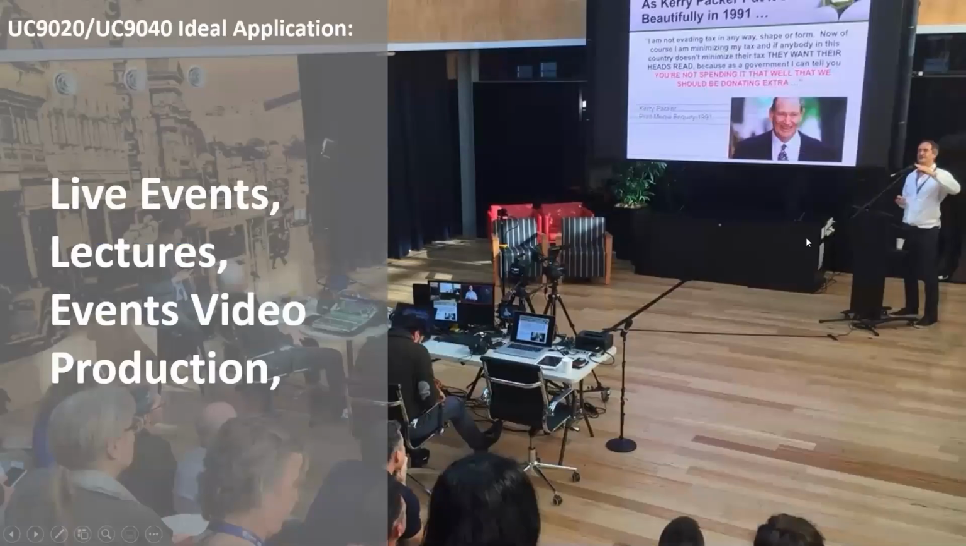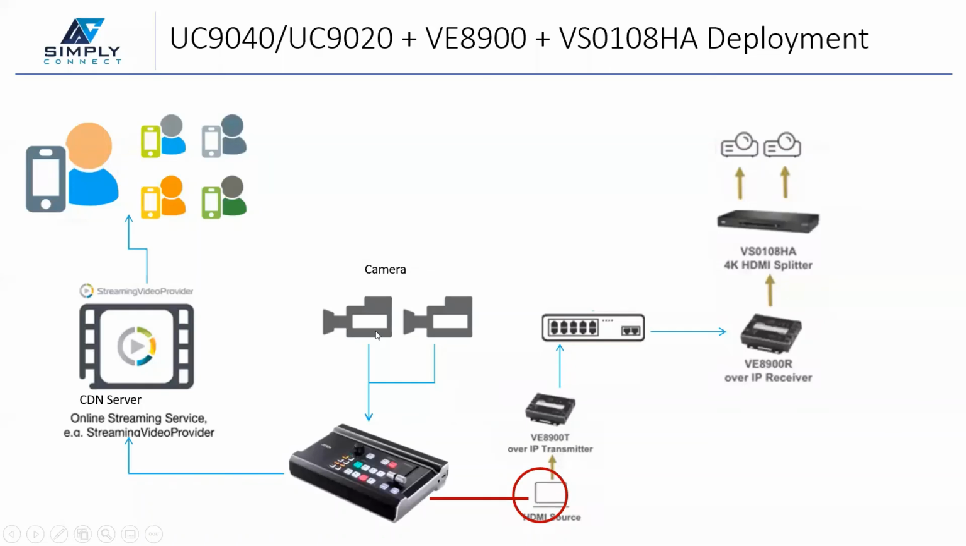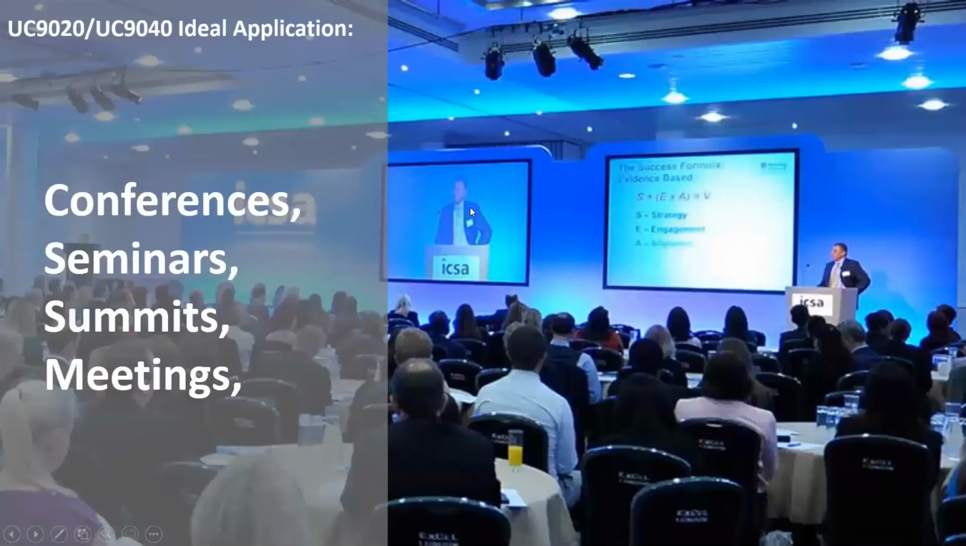Okay, so let's say you use it for live streaming of a product launch or live events. Yeah, you can also use the UC9040, same setup or same scenario. You have multiple cameras pointed at the presenter, and you can also have the presentation slides, and then they transmit to the local participants. At the same time, you also stream out to YouTube or other streaming platforms.